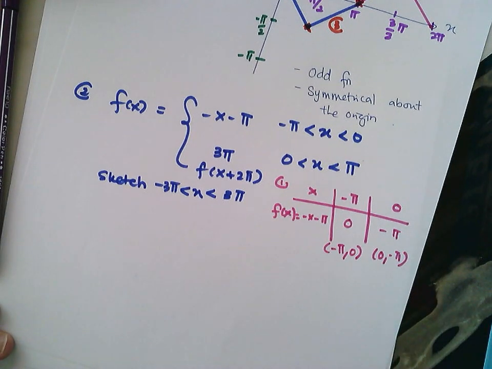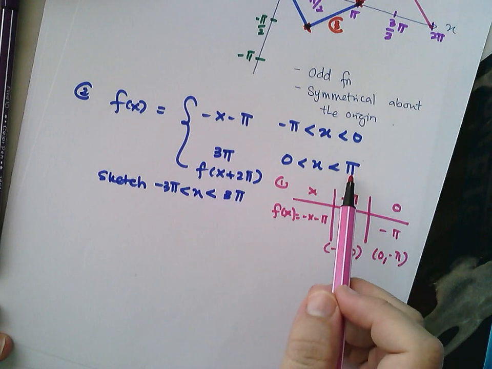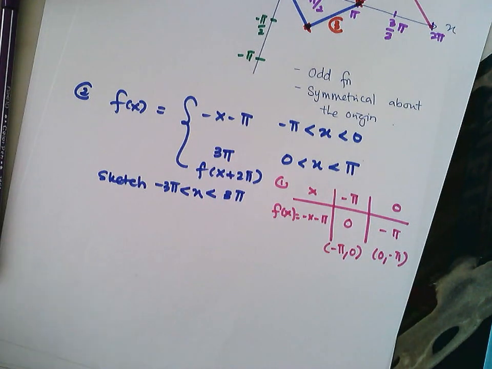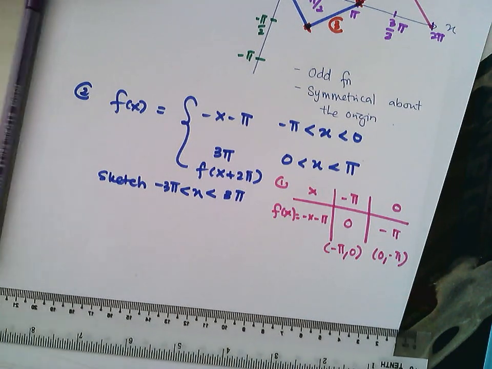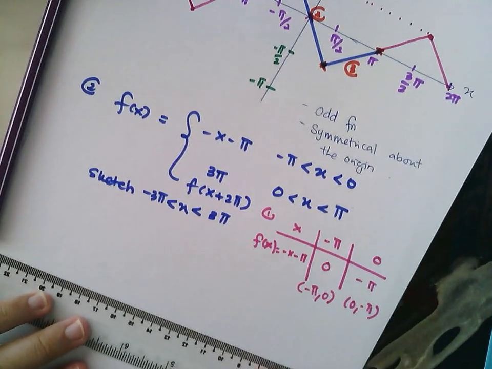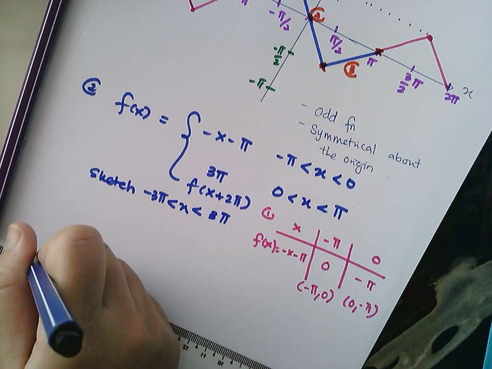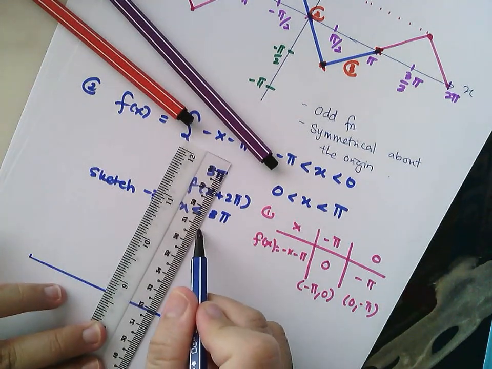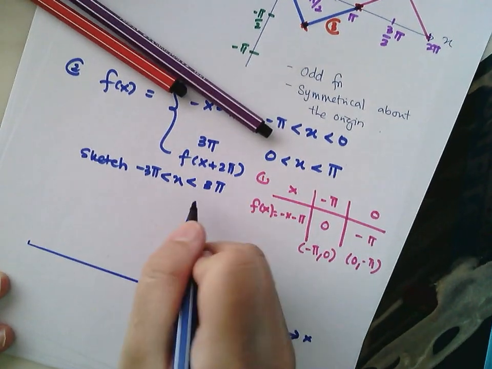Okay, for the second one, between x equals 0 until pi, the f(x) is always 3 pi. So you will have a straight line. So therefore, you need to sketch the axis first. So you will have, okay, this is your x and this is your f(x).